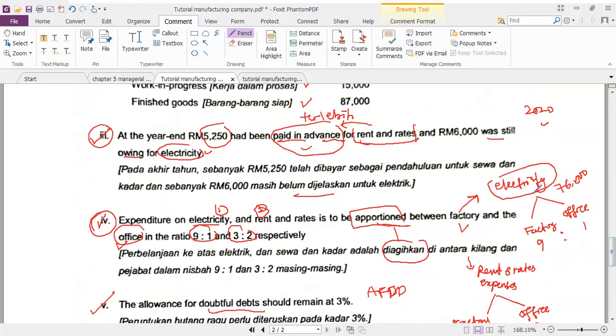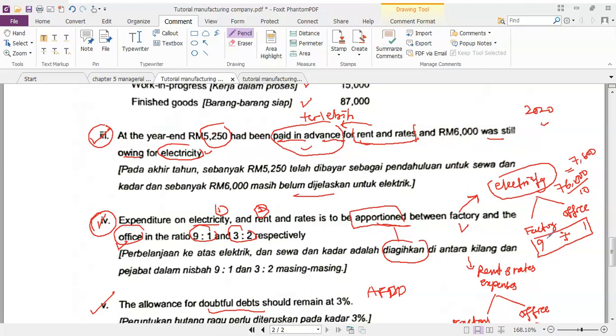Okay? So 76,000 divided with 10. Kenapa kena divided with 10? Sebab total untuk ratio dia adalah factory 9 plus with office 1. So that's gonna divide with 10. Okay, 76,000 divided with 10 bahagian, 10 units for example. Okay, so kita dapat one portion is equal to 7,600. Okay, bila kita dah divide, kita akan dapat 7,600.